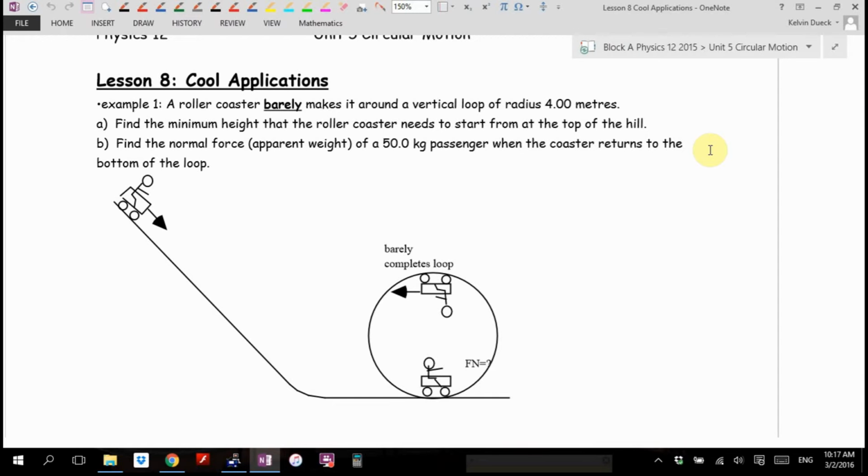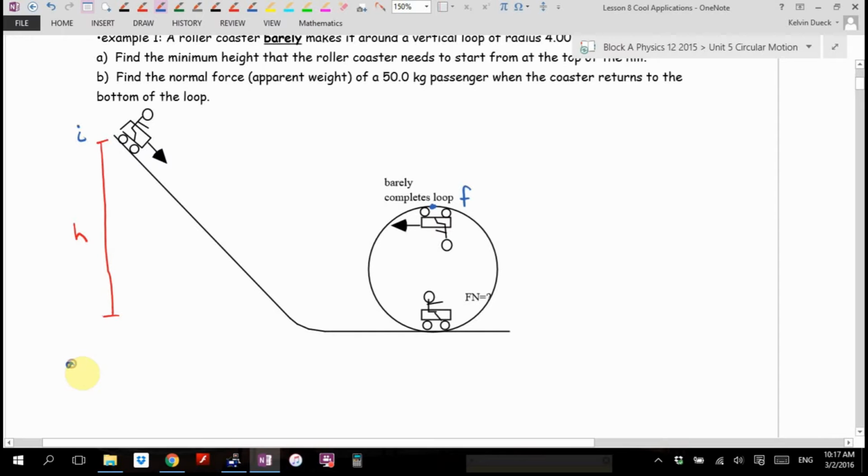So in part A, I'm going to call this location here initial. And final for part A, I want to be actually the top of the loop, and you'll see why in a second. Is there a change in height in this question? Is there a change in speed? Is there a yucky curvy path? Folks, you know what this is a job for? Conservation of energy.